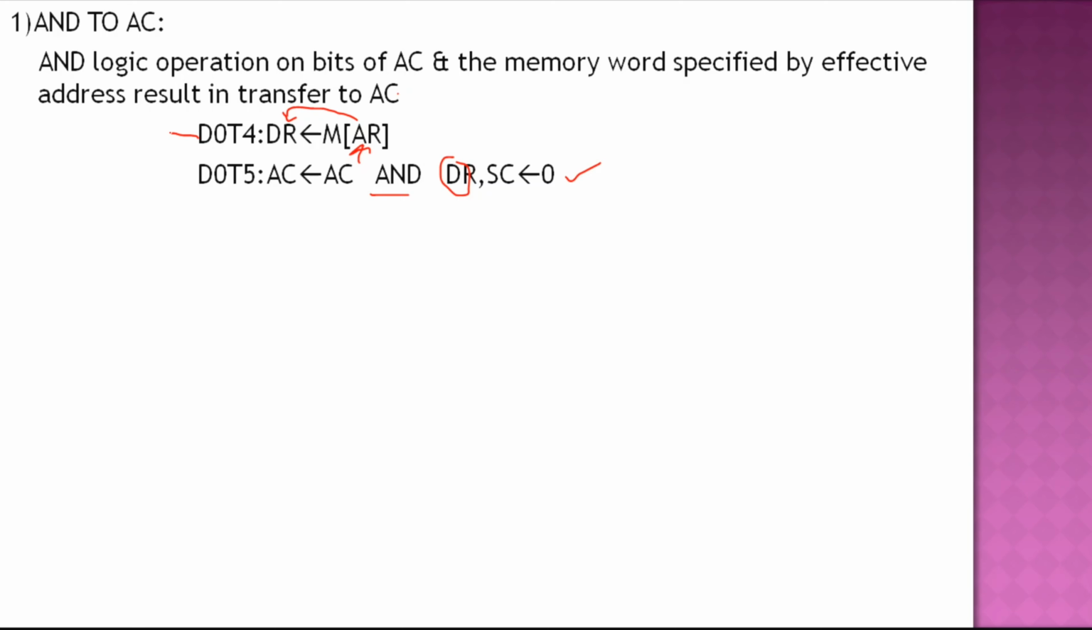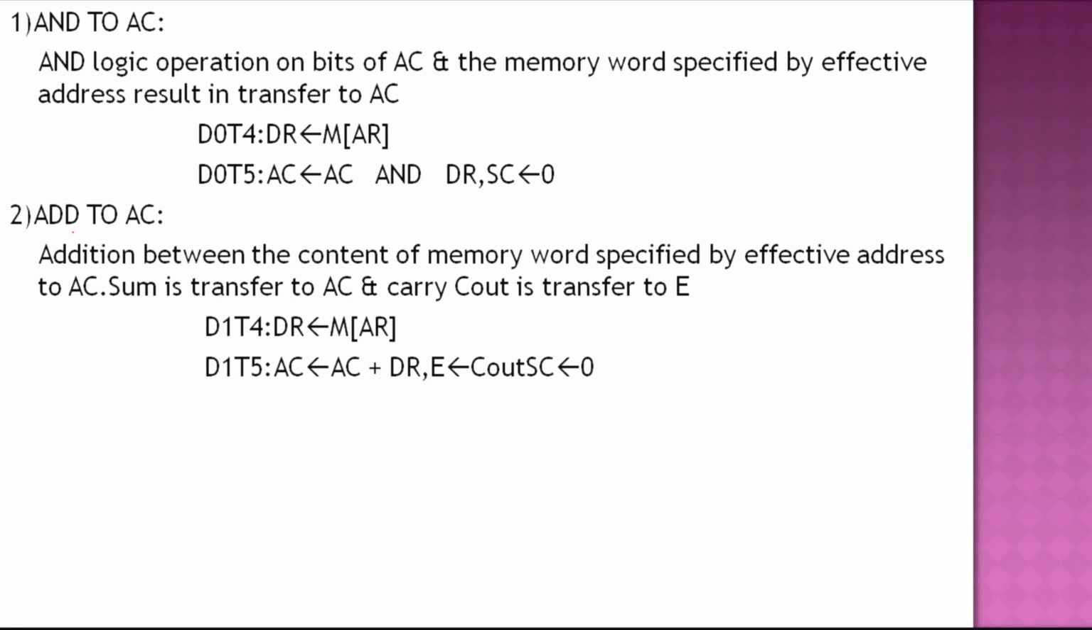When the value D is 0, the AND operation will be performed. When the D value is 1, it performs the add operation between the accumulator and the data register. Here the data register contains the data transferred from the address register. So addition between the content of the memory word specified by the effective address and the accumulator. So the effective address was transferred to the data register, and the addition between the data register and the accumulator will be performed here. The sum is transferred to the accumulator.